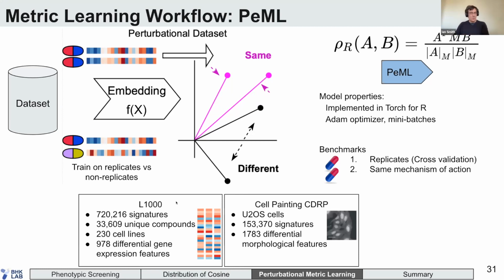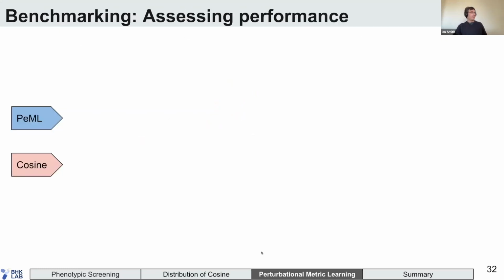So in this work, I apply PeML to two different data sets from two modalities. First is L1000, which has order 10 to the 5 signatures and order 10 to the 4 compounds in a variety of different cell lines in gene expression space. So you're measuring 1,000 differentially expressed genes. And the second is the Cell Painting morphological assay in U2OS cells, with again order 10 to the 5 signatures, 10 to the 4, I believe it's 25,000 compounds, and a little more than 1,000 morphological features. So both of these are relatively large perturbational data sets. We can then use our benchmarks to assess performance.